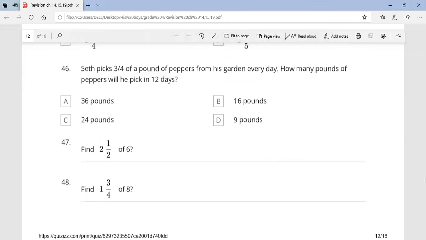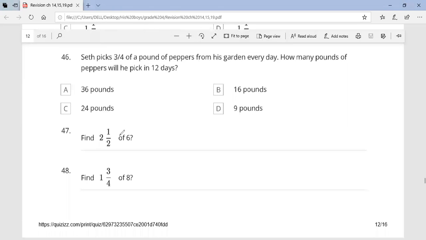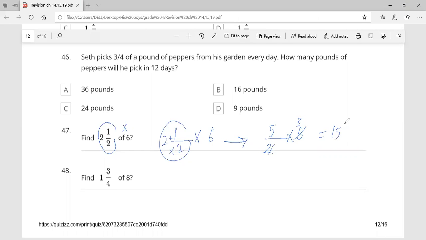The next one, 47. Here again of means multiply, but here is a mixed number. We have to change it to an improper fraction because we can't multiply like this. We can't multiply because we have two kinds, the whole and the fraction. You have to change it, as we said. You multiply 2 multiplied by 2 plus 1. The denominator doesn't change. 2 multiplied by 2 is 4, plus 1, 5. 5 multiplied by 6, 6 divided by 2 is 3. 3 multiplied by 5 is 15, like this.